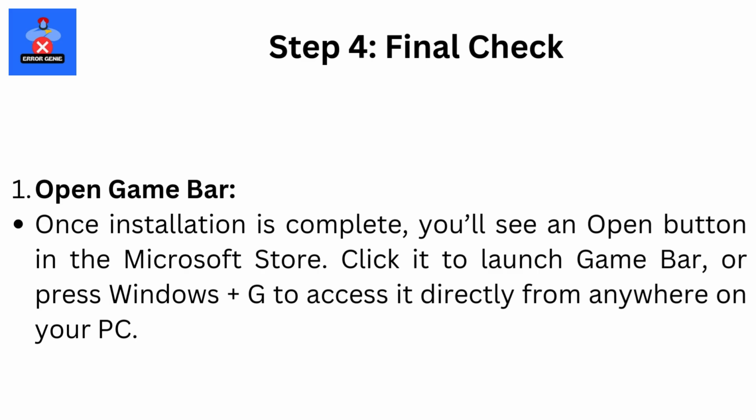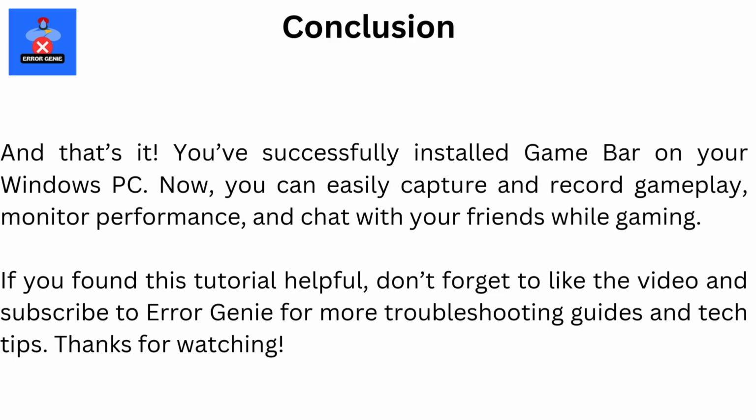Step 4. Final check. Once installation is complete, you'll see an Open button in the Microsoft Store. Click it to launch Game Bar, or press Windows plus G to access it directly from anywhere on your PC. And that's it. You've successfully installed Game Bar on your Windows PC. Now you can easily capture and record gameplay, monitor performance, and chat with your friends while gaming.